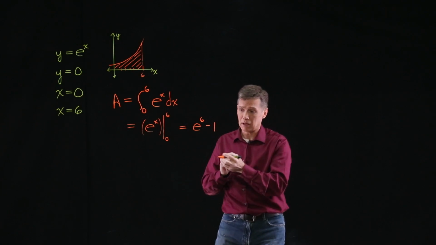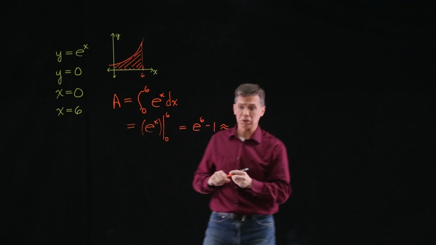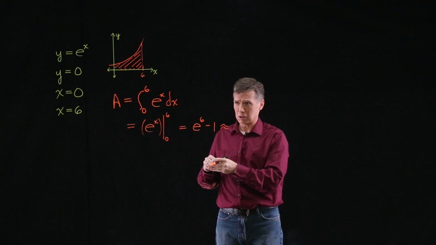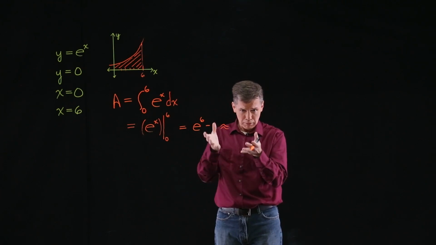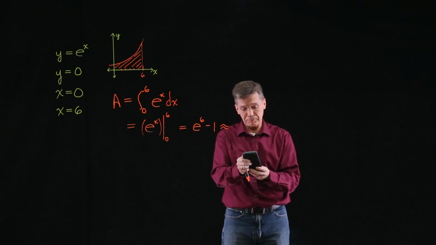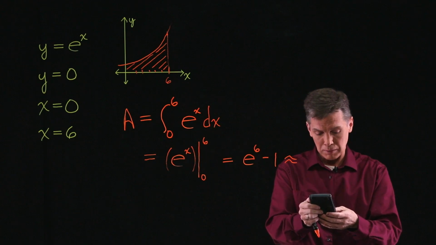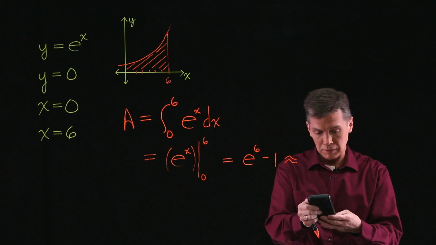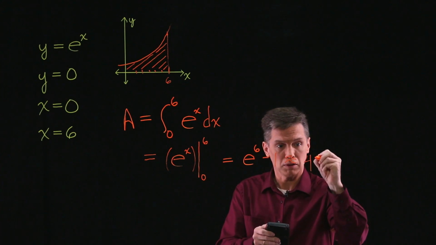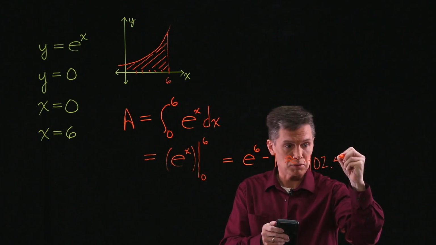But I think I'm going to grab a calculator and find out what the decimal equivalent will approximately be, only so that when I do the second half of the directions and verify with the graphing utility, we'll see the same kind of format, decimals. So I'll grab my calculator and just enter e raised to the 6th power, subtract 1, and approximately 402.43.